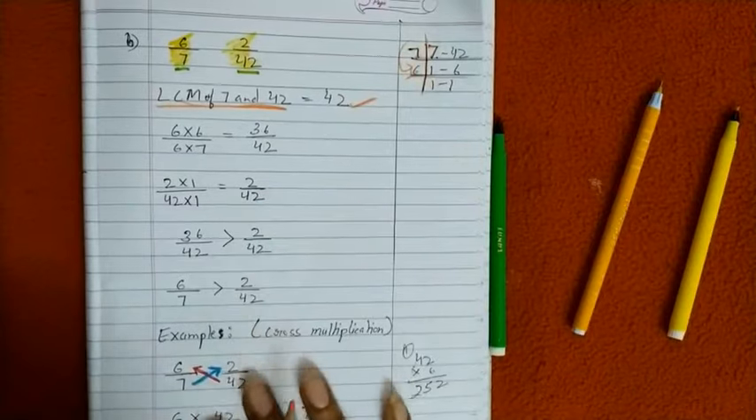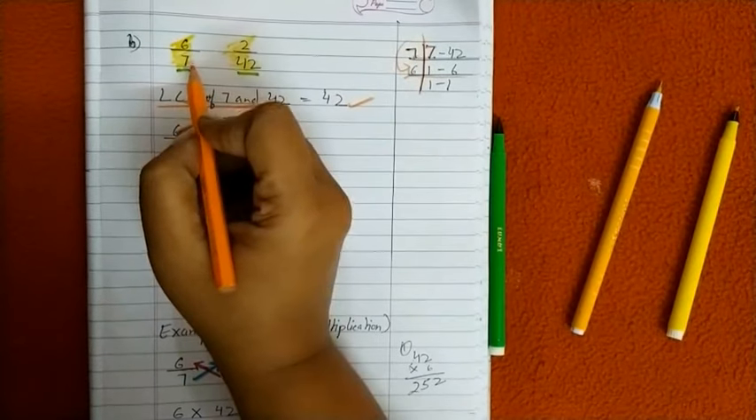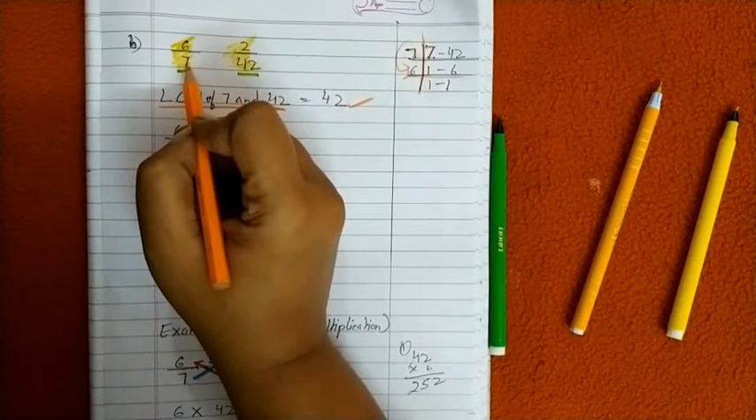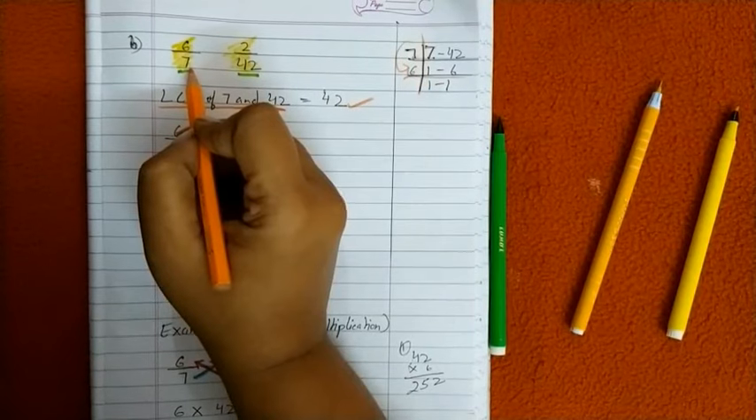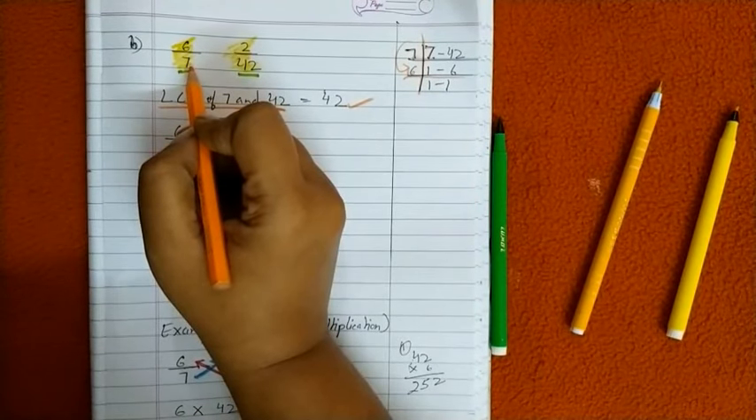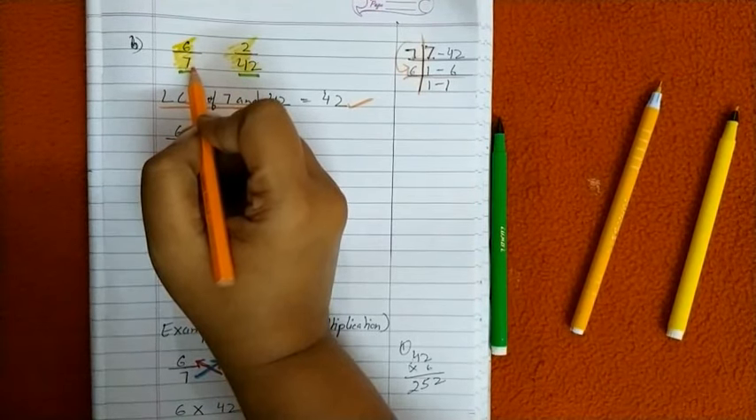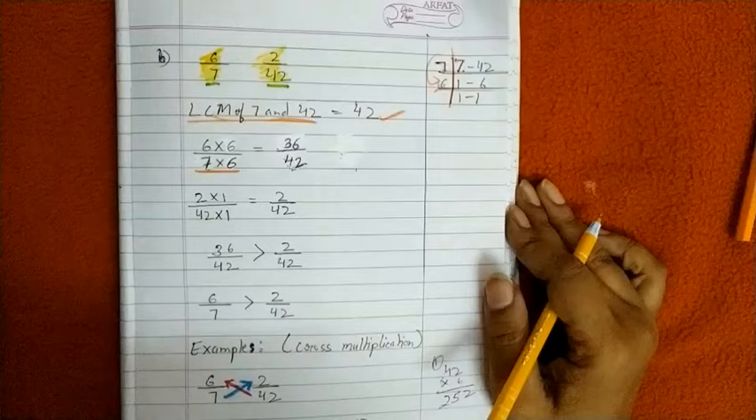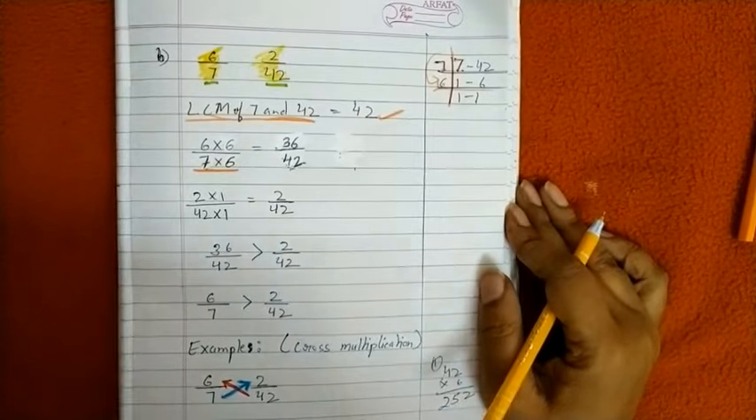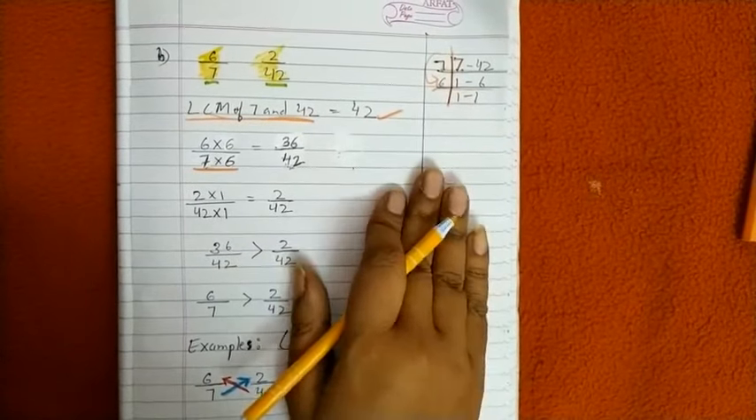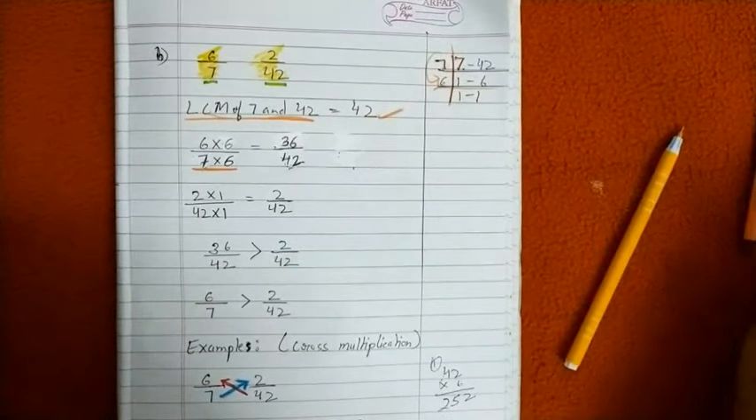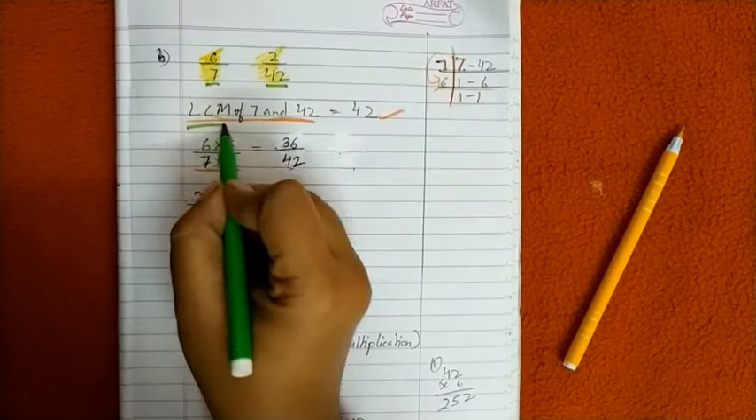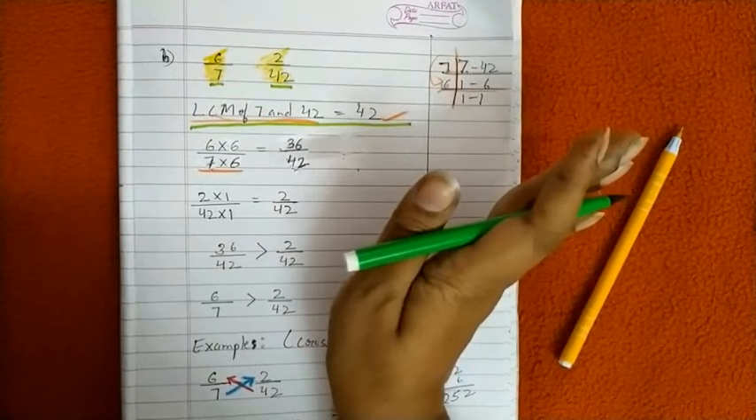Yes, children. Now see, you have to make 7 into 42. You have to check in 7's table when 42 falls. Sorry, children. Till here it is clear to you all, na? Till the LCM is clear to you all?